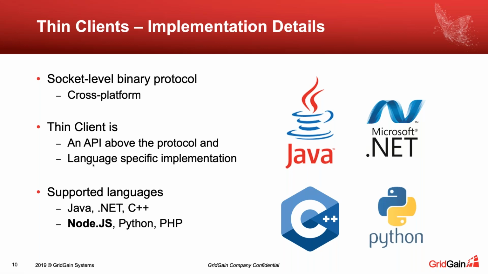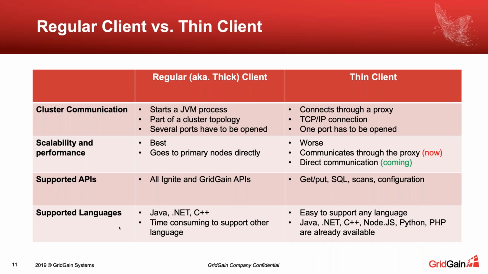And speaking of the supported languages, for sure, we have Java, .NET, and C++ as lightweight clients, and those can also be more heavyweight implementations. But Node.js, Python, and PHP come in the thin client flavor. Those of you who have been using Ignite for a while as a Java, .NET, or C++ developer know that there is another type of client available, the so-called regular client, or thick client.